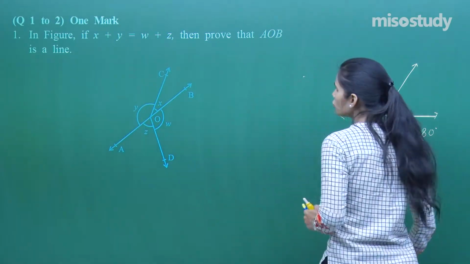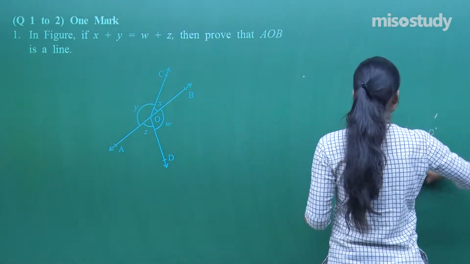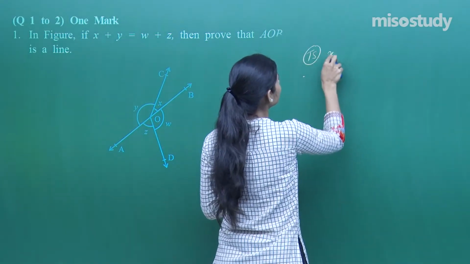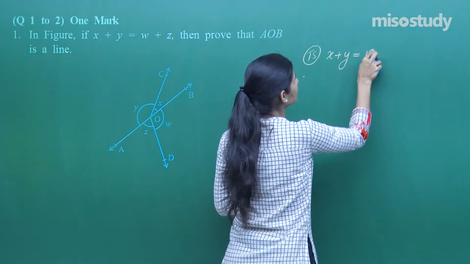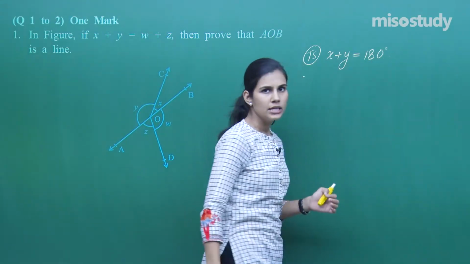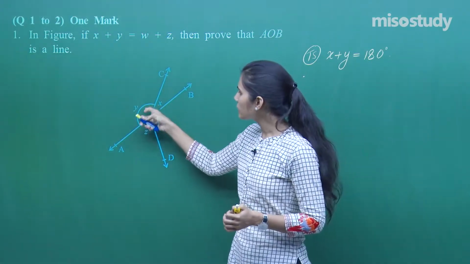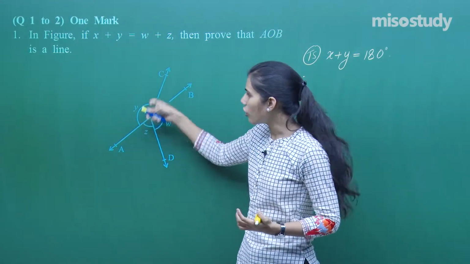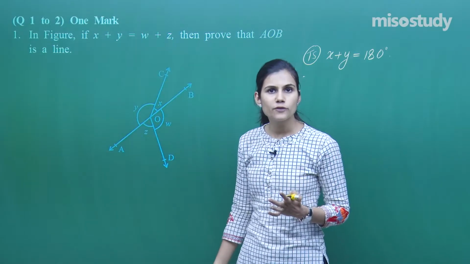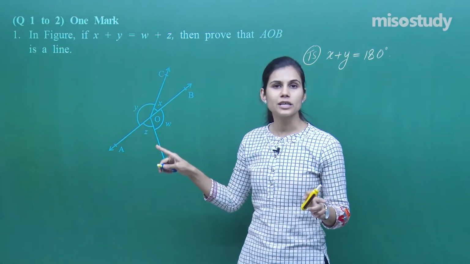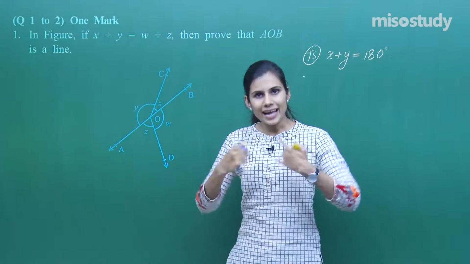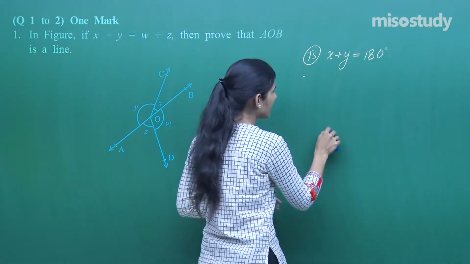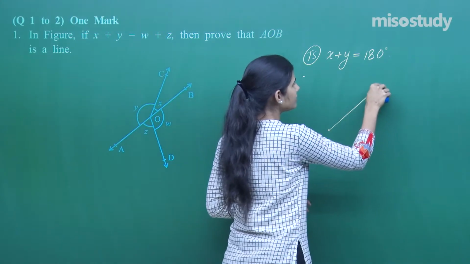So if I wish to show that AOB is a straight line, I actually wish to show that x plus y is 180. The moment I show that x plus y is 180, I will have two angles which are adjacent obviously because they have a common arm, that is OC ray, which are adding up to give you 180, and therefore their uncommon arms are going to form a straight line. That means AOB will be a straight line. Easy enough?